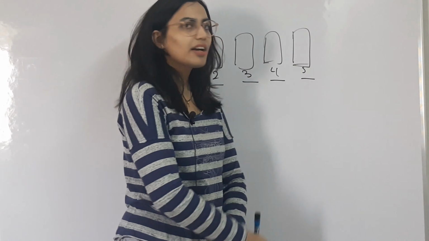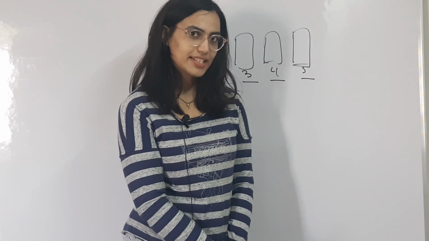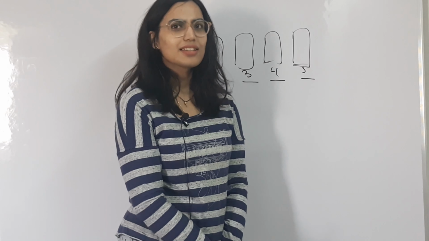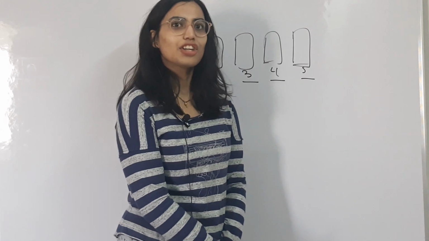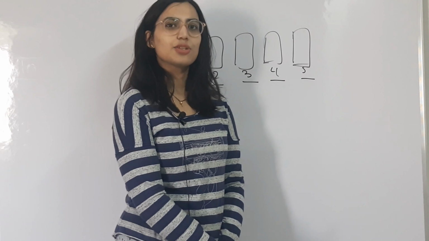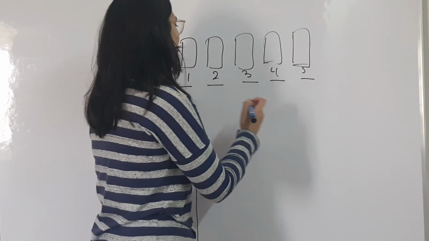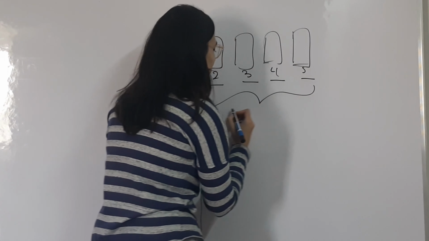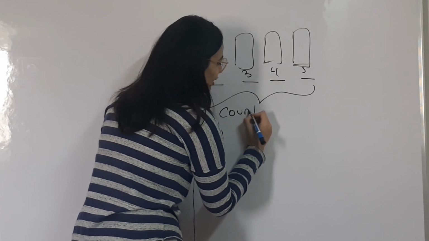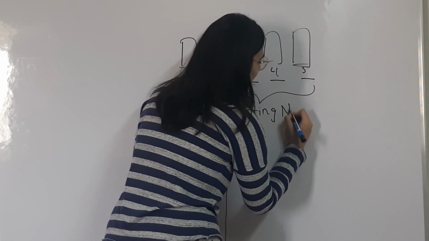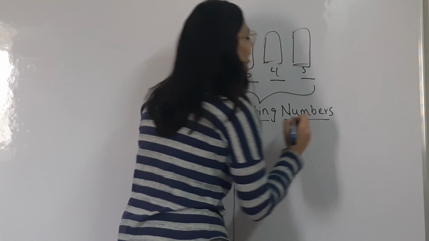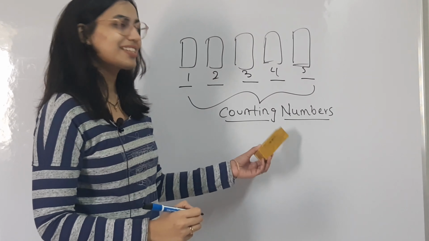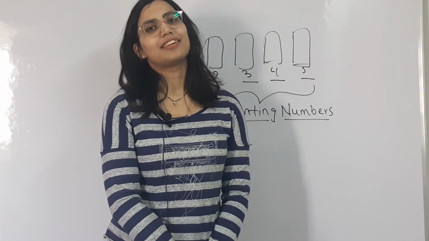In the same way, I can count the number of chocolates present, the number of pencils present, or for that matter, the number of anything present in front of you, because you know how to count using numbers. So these are nothing but counting numbers. So we can call these numbers natural numbers.